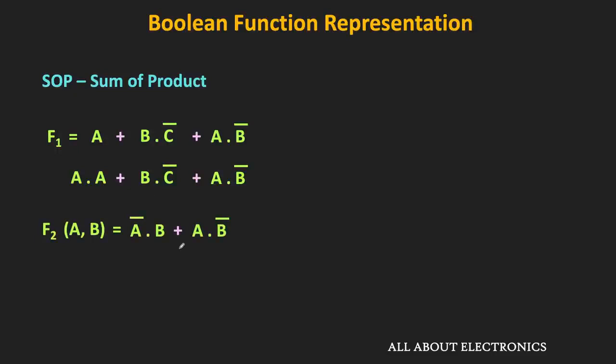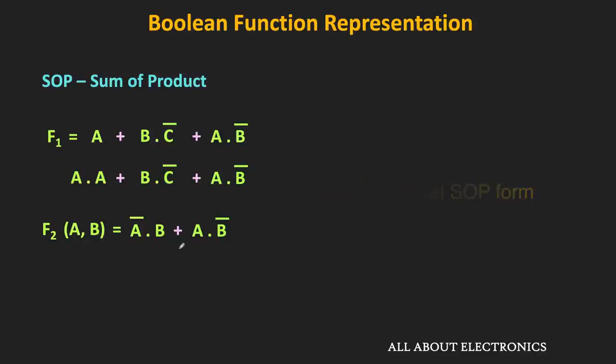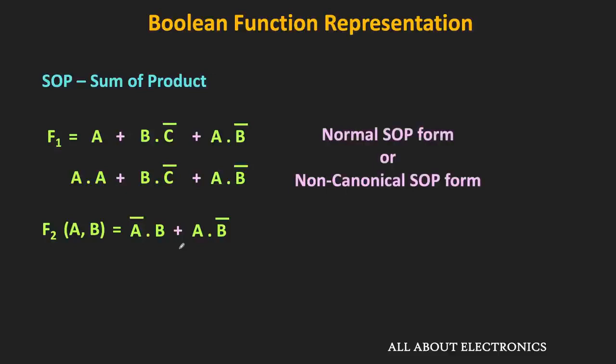Now the expression in this SOP form can be in the canonical form or in the non-canonical form. In the non-canonical SOP form, each product term may or may not contain all the variables of the function. For example, this first expression is in the non-canonical form. If you see this expression f1, then it is a function of three variables. But if you see this first product term, then it contains only one variable, while the second and third terms contain only two variables. That means each product term does not contain all the variables of the function. Therefore, this expression is in the non-canonical form.